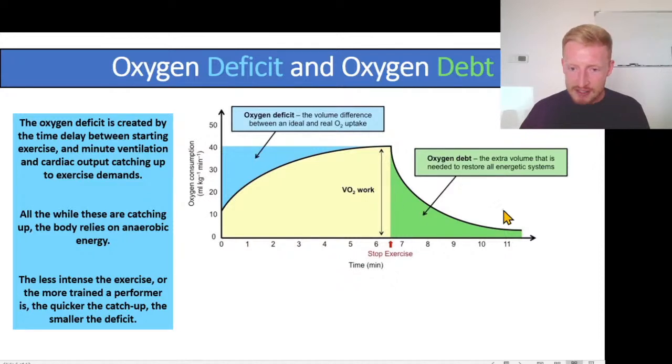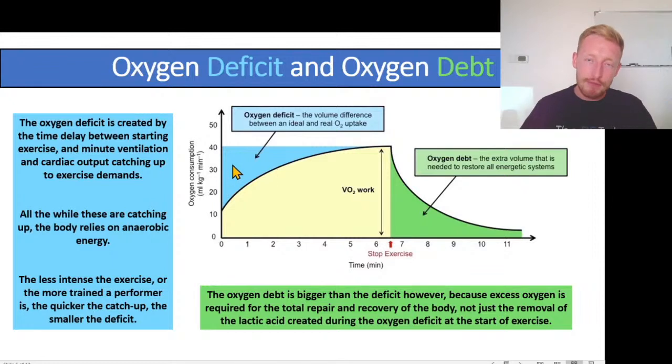So this green segment here is largely in place to pay off the deficit which we had at the start, so we're repaying our oxygen debts. The oxygen debt is bigger than the deficit, however, because excess oxygen is required for the total repair and recovery. That's what I was saying there about the slow stage.